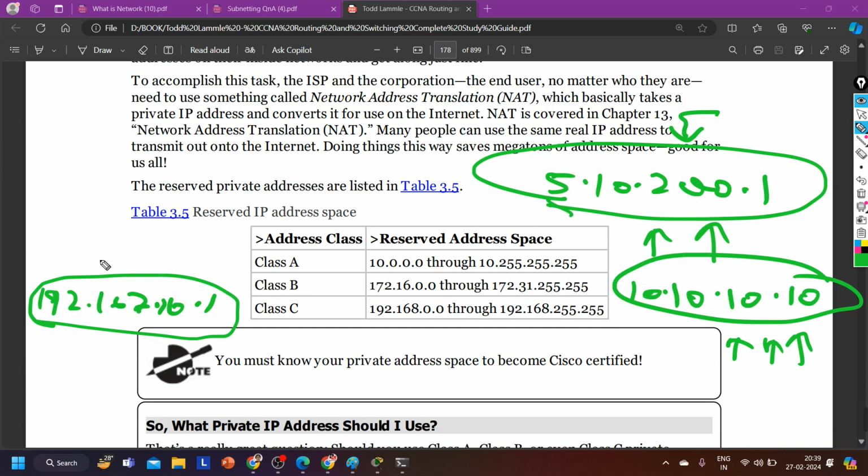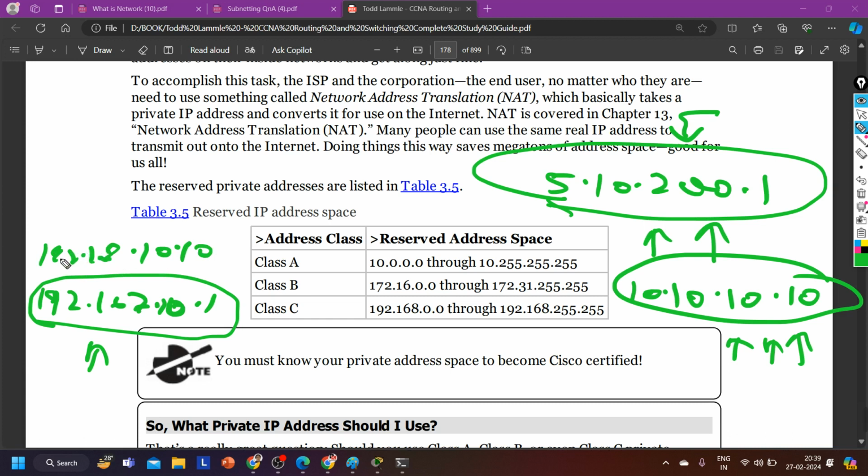This is a public IP, I think, because the second octet has 167 available. Okay, so this is a public IP address. That means this IP address is routable on the internet, right? Yes. But this IP address: 192.168.10.10. Sir, I can't understand this.